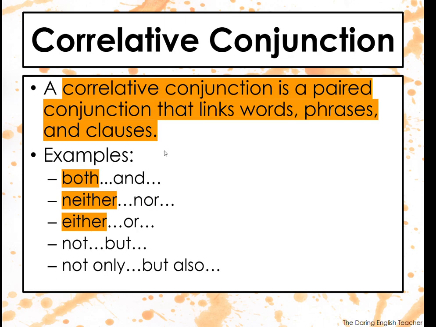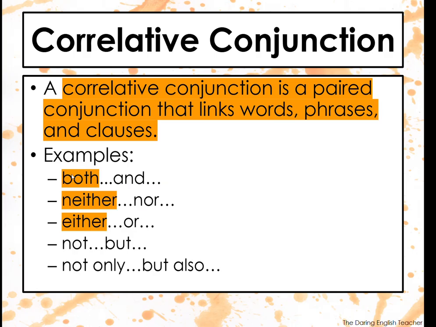So let's talk about that. Make sure you get this definition down in your notebook. Correlative conjunction is a paired conjunction that links words, phrases, and clauses to make them have an equal relationship. Now, I know the definition here doesn't talk about that equal relationship, but that balance or equal relationship is the purpose of a correlative conjunction.